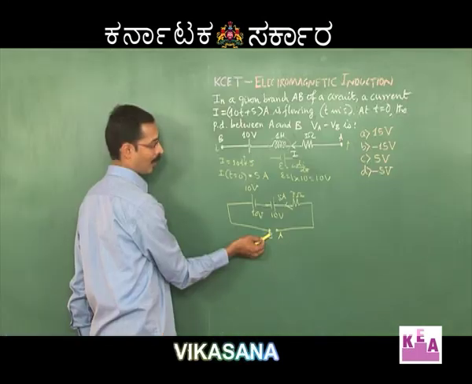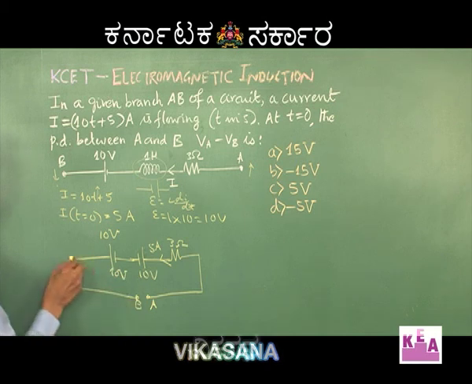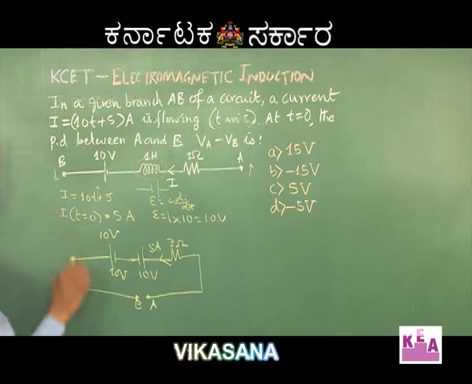B is lower potential, A is at a higher potential. Now you have this circuit, you have to find VB minus VA. Let's apply Kirchhoff voltage law starting from some point. I choose this point. Let's go like this and let's come back.